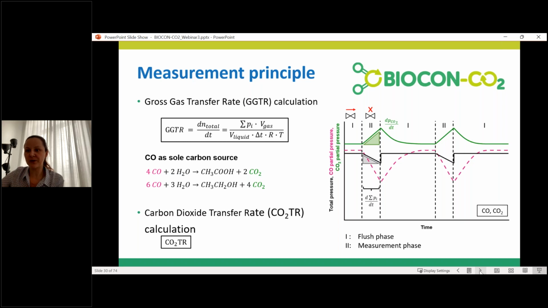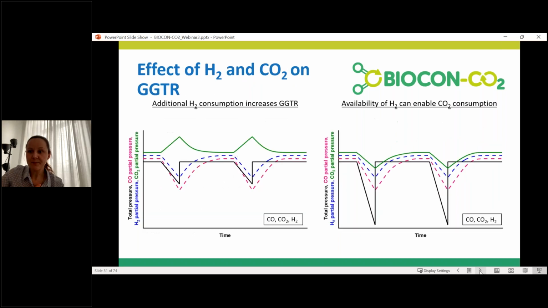This is also the reason why we installed carbon dioxide sensors in the system, since carbon dioxide is really accessible to measure and gives us a deeper insight into what this gross gas transfer rate really means, for example how much carbon monoxide we are consuming. But looking at our target gases, like the gases of industrial steel plants, there's not only carbon dioxide and carbon monoxide in the gases, but also hydrogen. If you go to the next slide, please.